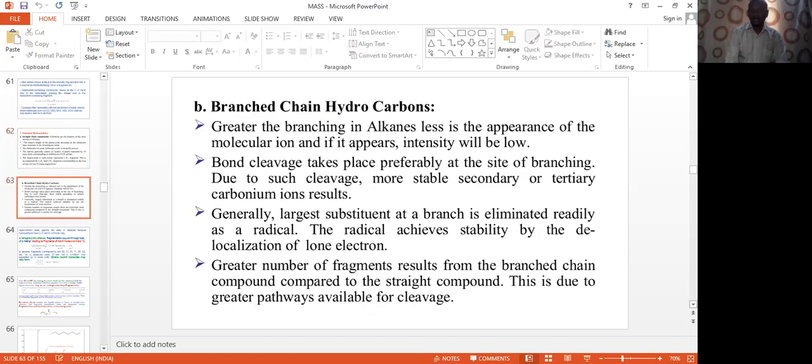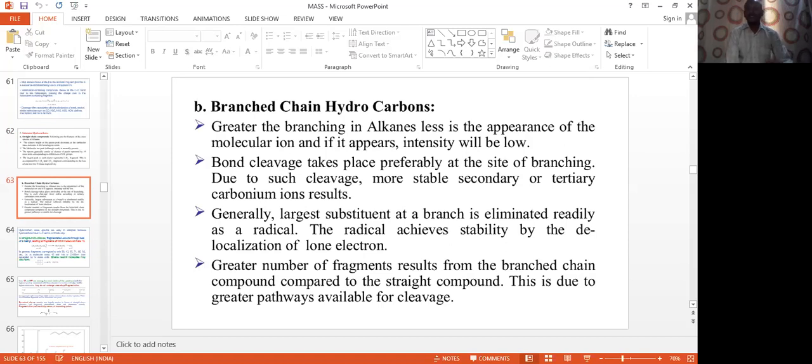Next, branched chain hydrocarbons. The molecular ion peak will appear, but with very low intensity. When we were discussing Stevenson's rule, we already discussed that in branched chain alkanes, the preferred cleavage is at the substituted carbon, because you will get a stable carbocation or stable fragment ion. So that's what you have to see.